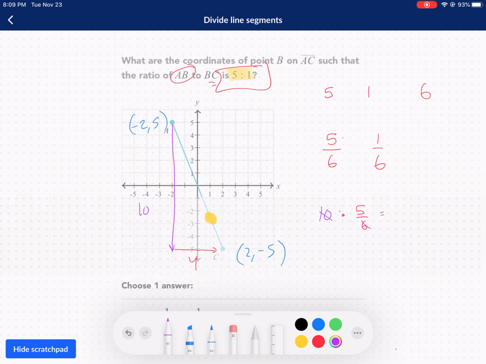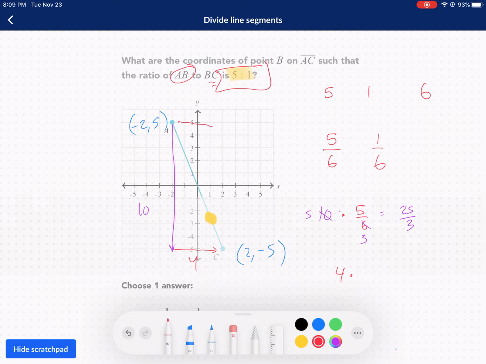I can divide it by 2. So that gives me 3, and that gives me 5. So that's 25 over 3 for my y distance. I don't know why I did that first. But let's go to my horizontal distance now. That's 4, and I want that to be also 5/6, okay?